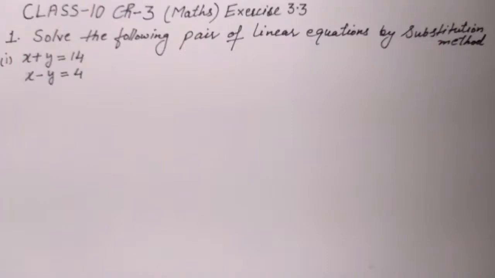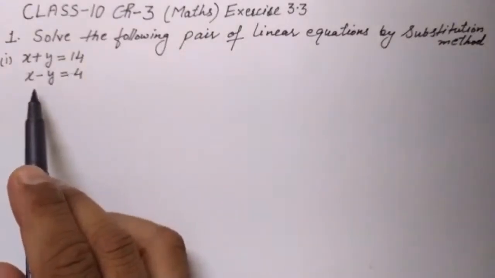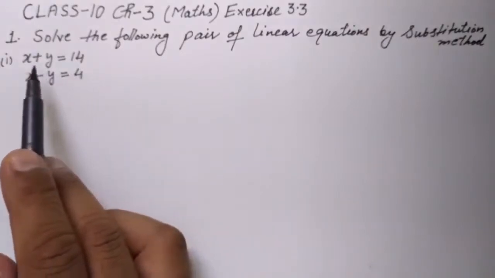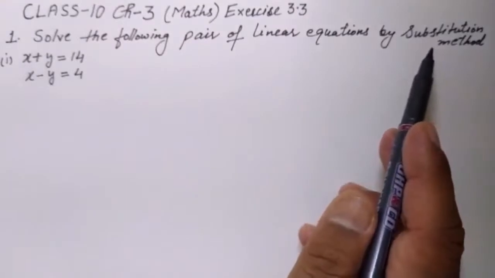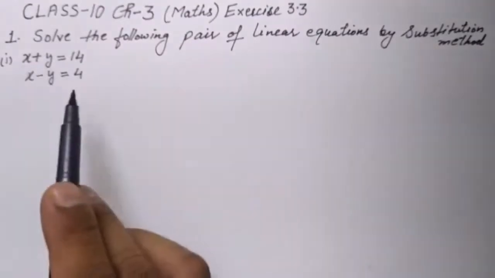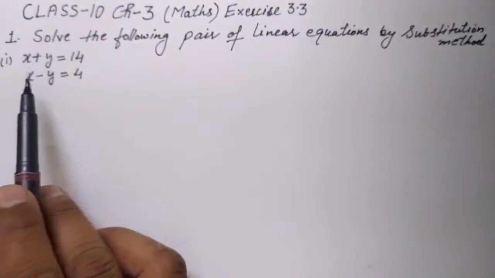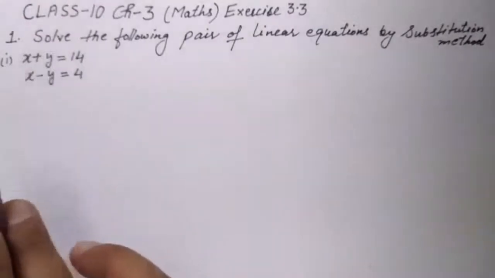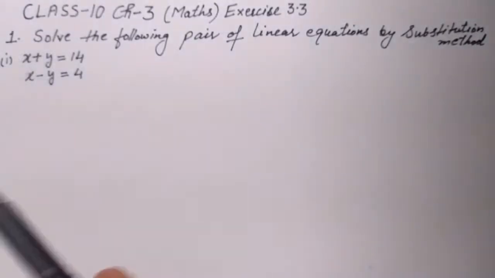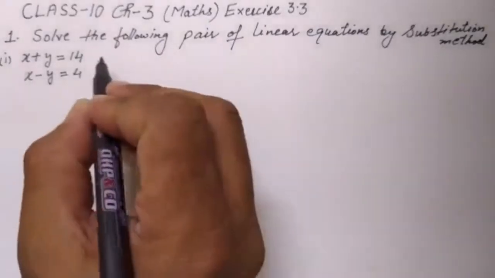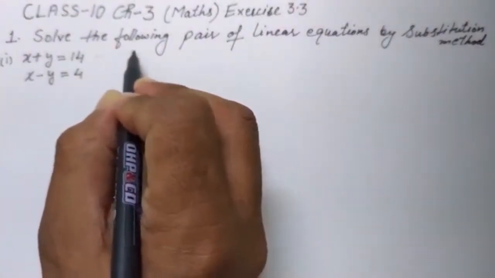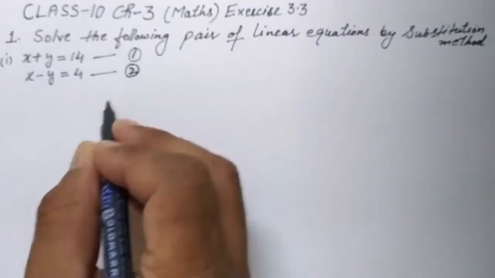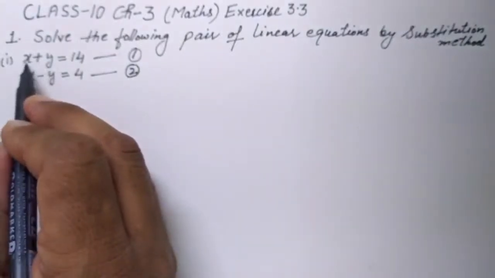First part is x plus y is equal to 14, x minus y is equal to 4. So we have to solve this for x and y by substitution method. In substitution method, what we do, we will take out the value of either x or y from any one of the equations, and then we will fill that value in the other equation. So first of all, we'll name it as equation number 1 and this as equation number 2. So let's take out the value of x in equation 1.